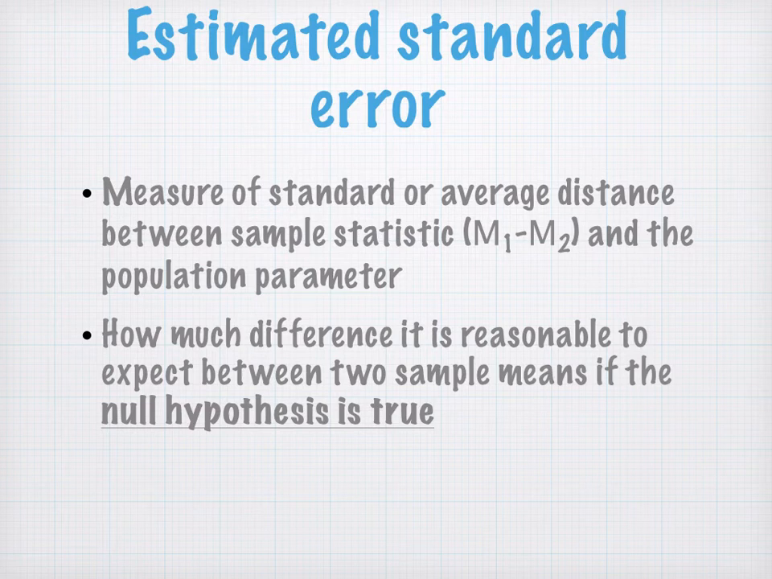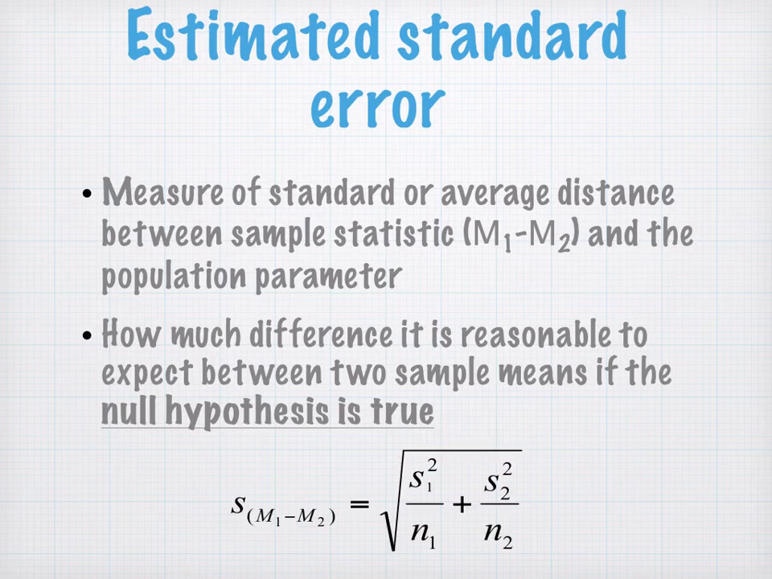So we're going to estimate it based on our samples. Our samples are the best information we have going into this statistics for our population. So we're going to estimate what our population variance and standard deviation would be if our null hypothesis is true. Again, our null hypothesis is that these things are equal, that there's no difference between them. The difference is 0. And the way we do that is this equation. Let's break that down. That first piece, the S subscript mean 1 minus mean 2, is the estimated standard error. That's what that represents.